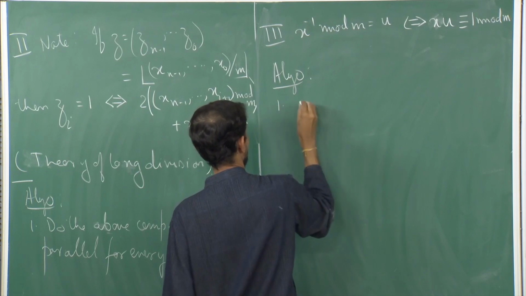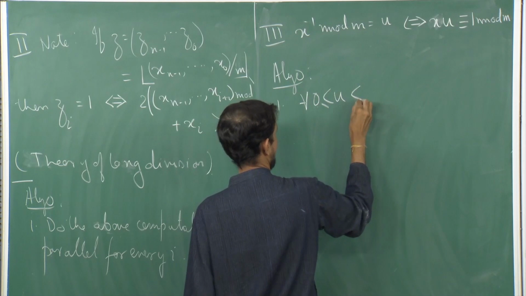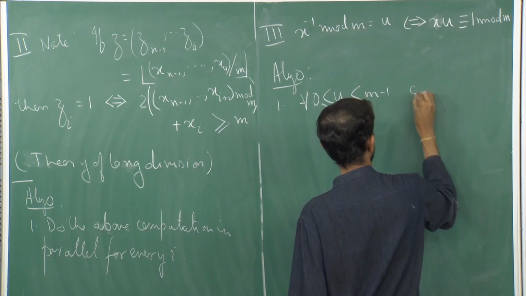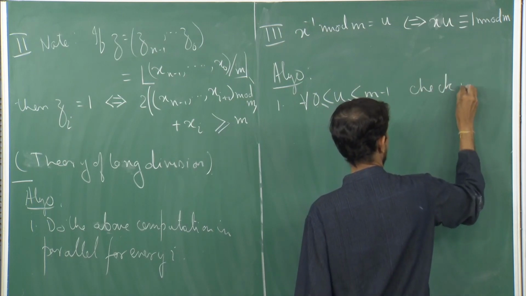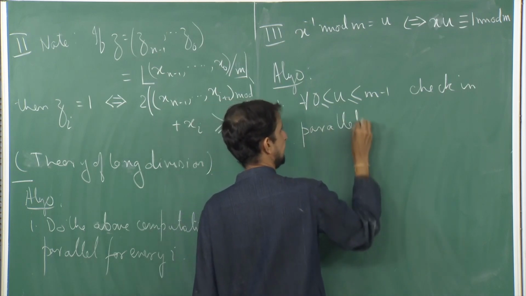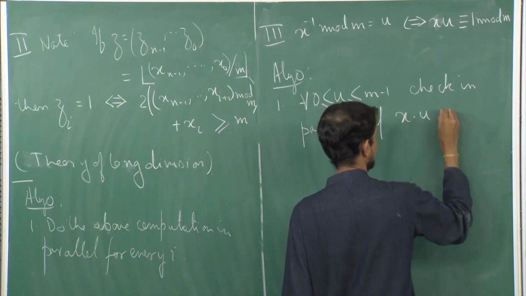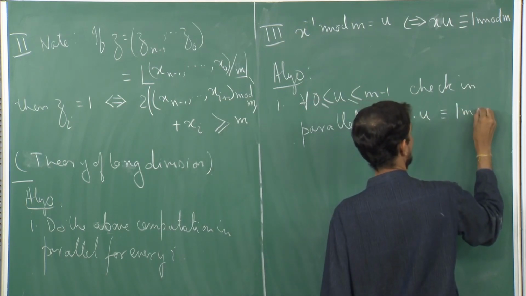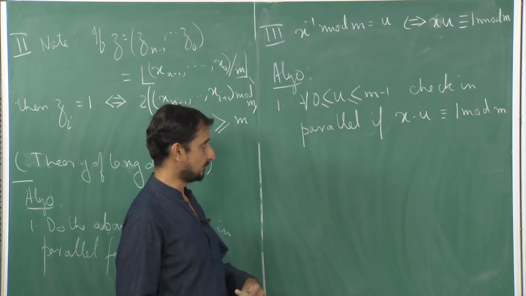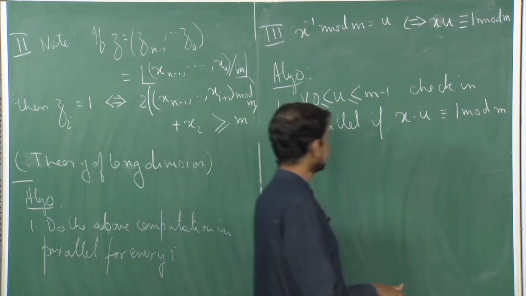So the algorithm is that for all u, check in parallel if x times u is congruent to 1 mod m. Multiplication we know is in NC1, and we just saw that this also is in NC1.